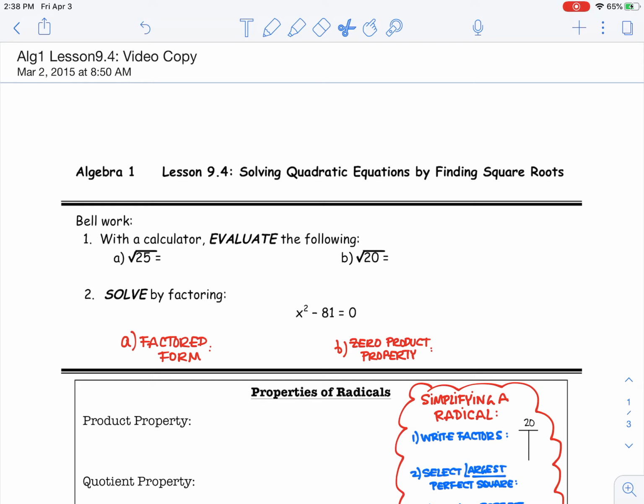Before we actually get to the process of solving a quadratic with that, let's review what it means to have a square root, and where those buttons are in your calculator. Then we can move into actually using it as a tool for solving. First off, I know it says bell work, but if you wanted to go ahead and get out the calculator you think you're going to use, we can practice entering these items in.